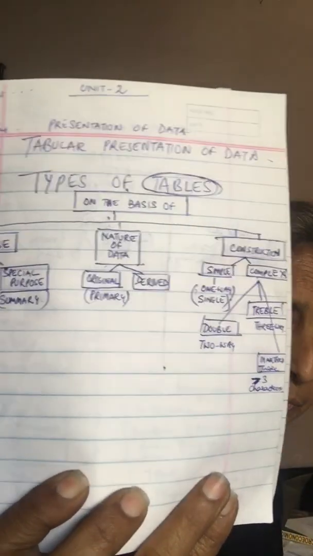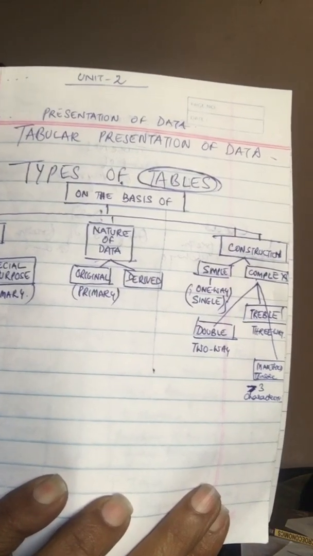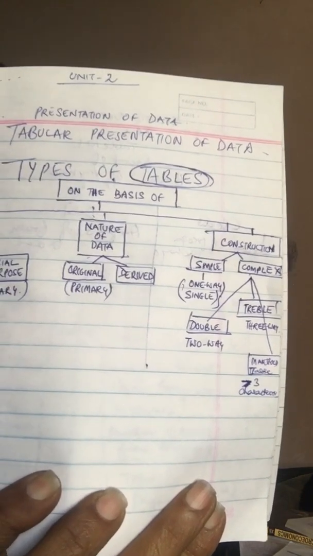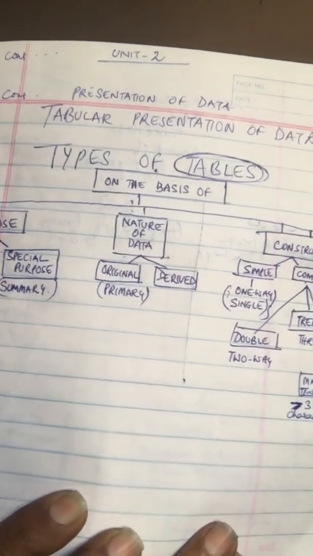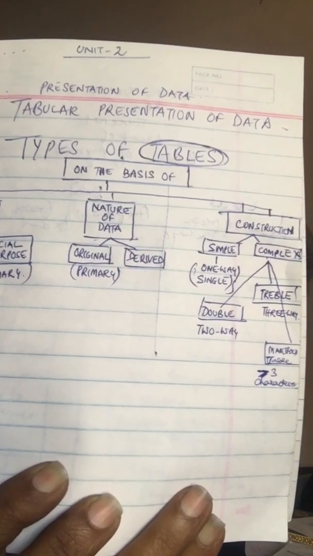So remember, it was based on the purpose. On the basis of purpose, we have these types, we characterize them on the basis of nature of data and on the basis of construction. So just have a look, we just did that. Now based on this, let's take on the basis of purpose the general purpose table. Now what is that? It is that table which is for general use. It does not serve any specific purpose or specific problem under consideration.